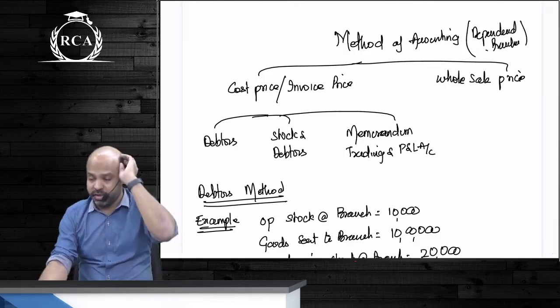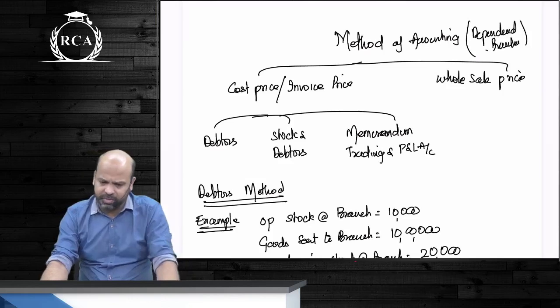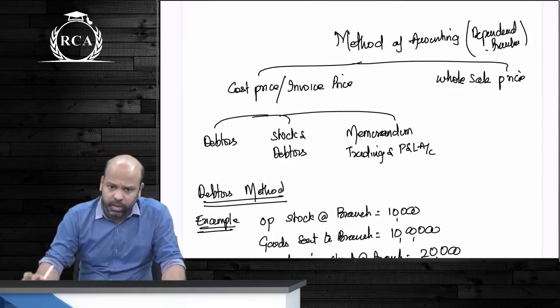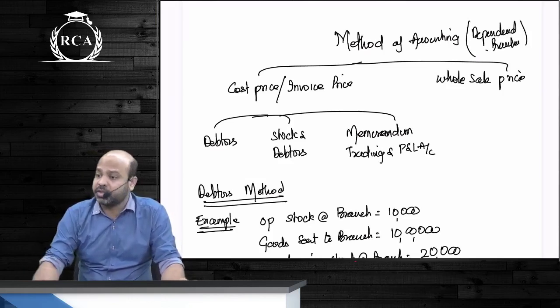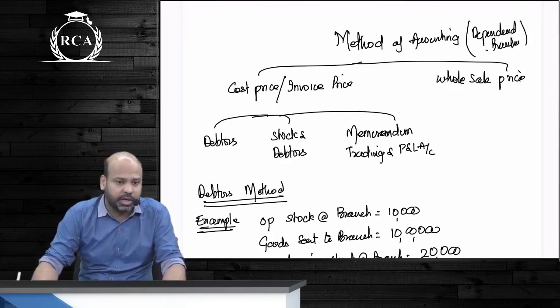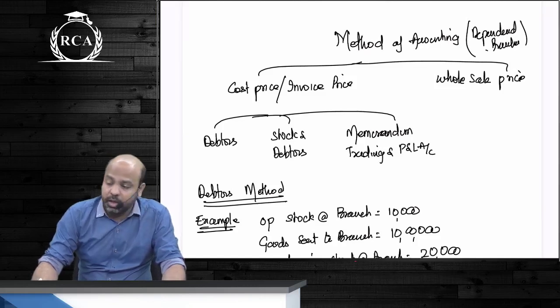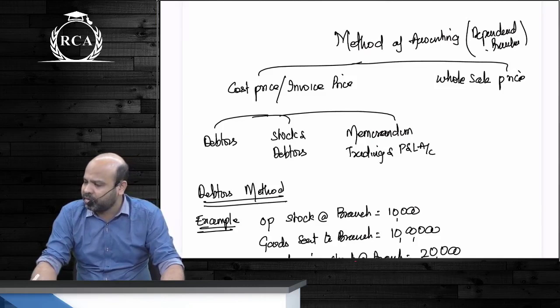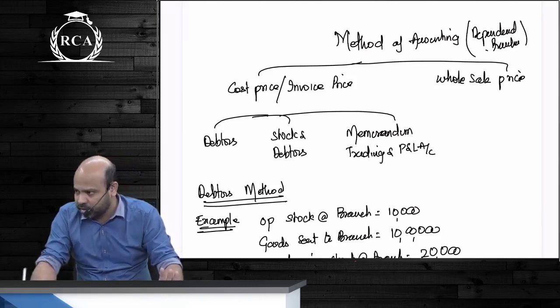if goods are invoiced at cost or at cost plus markup, we have three methods under which we can ascertain the profitability of the branch. We have debtors method, stock and debtors method, and memorandum trading and P&L account. If goods are transferred at wholesale price, then we have wholesale price method.